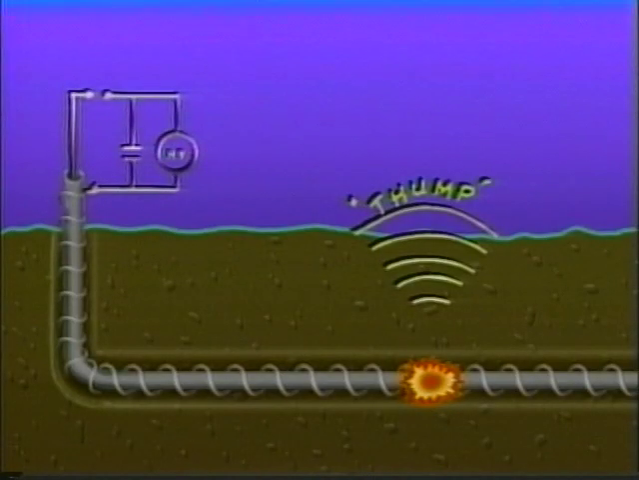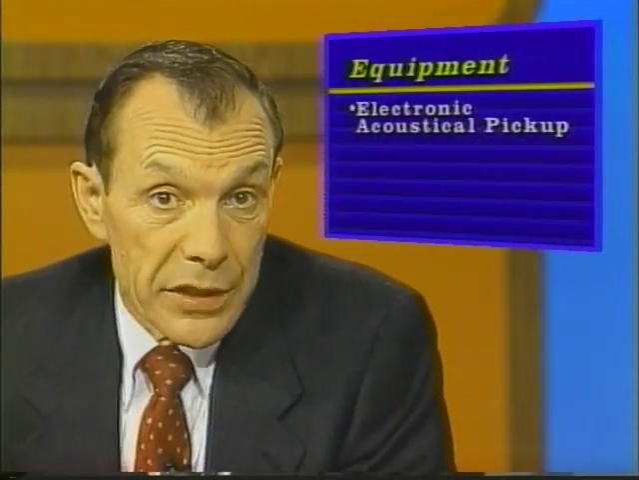The bang normally occurs a few feet underground. It sounds like a thump when you listen for it above ground because the sound is muffled by the surrounding earth. Usually the thump sound produced at the fault is loud enough to hear or feel with your foot without any special instruments. When this is not the case, an electrical acoustical pickup can be used.